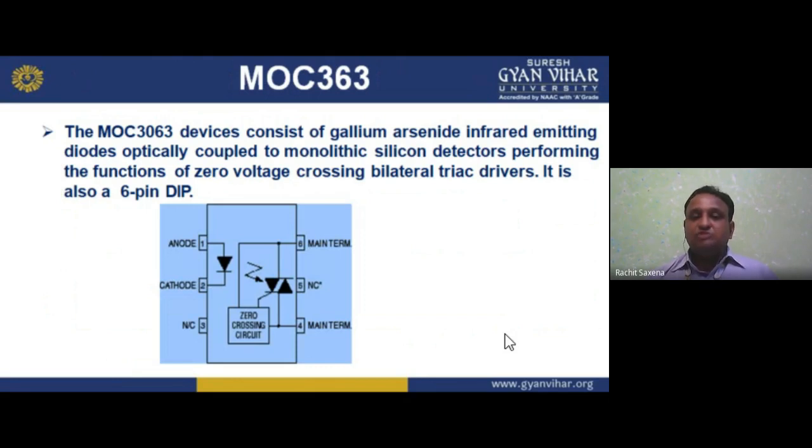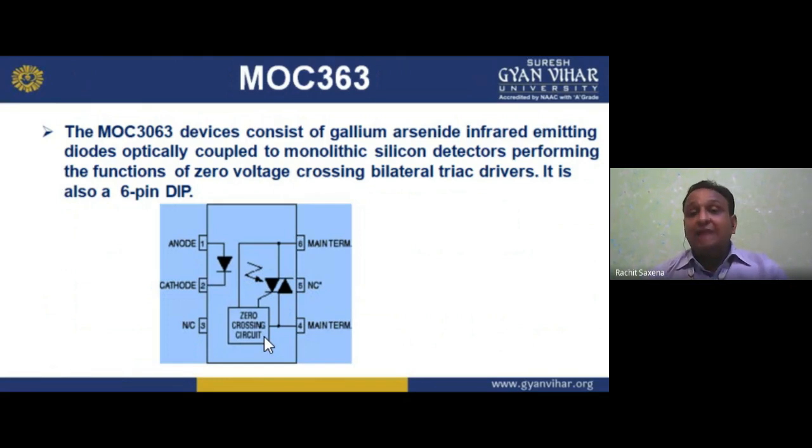Performing the function of zero voltage crossing circuit. We have bilateral triac drivers. It is also a 6 pin. Now see here. First pin is again anode and second pin is cathode. We connect a diode here. NC is at the 3rd, and the 5th is basically NC, but at the 4th and 6th we connect the triac, with the zero crossing circuit. The zero voltage crossing bilateral triac driver.